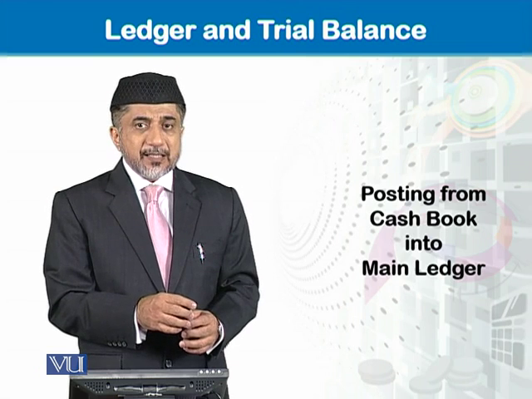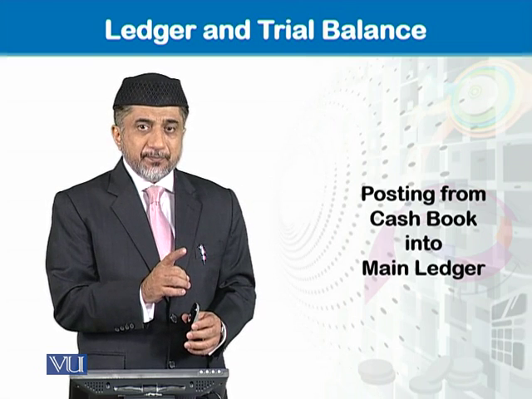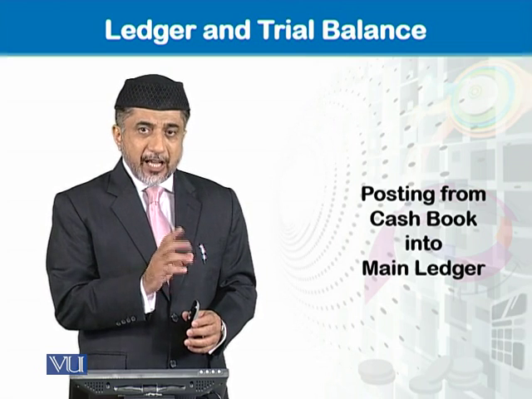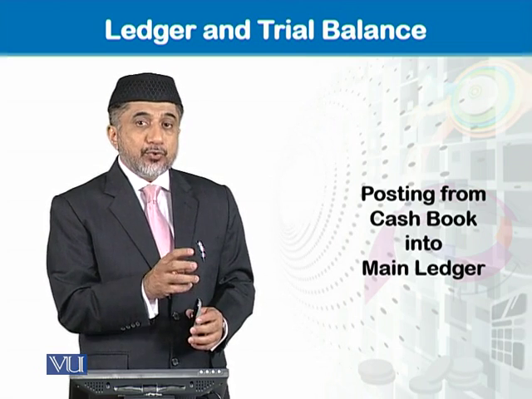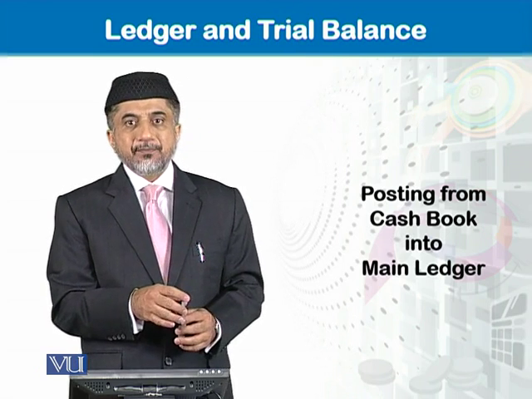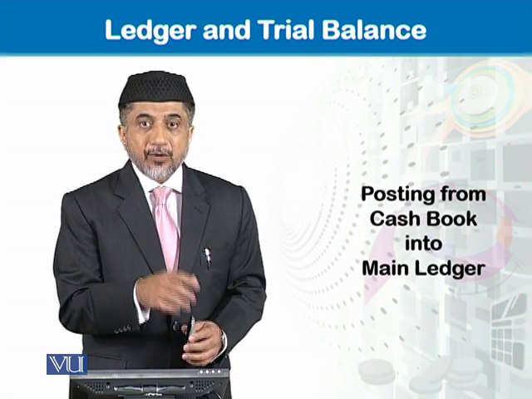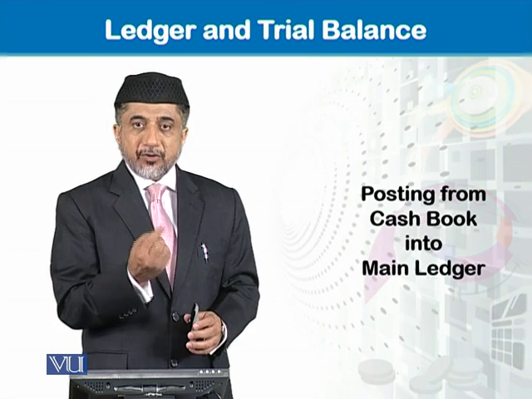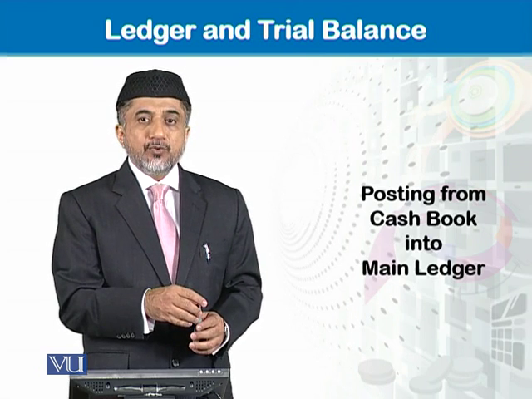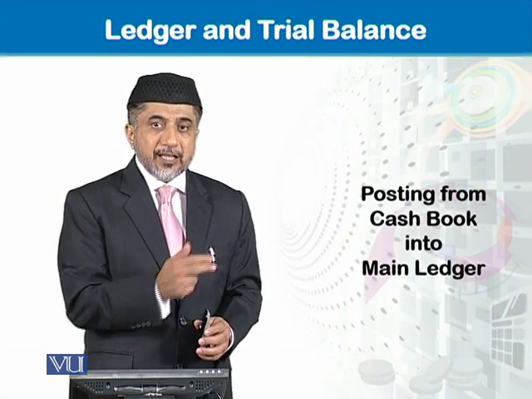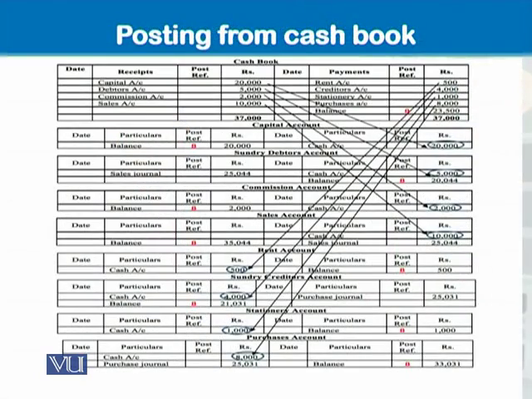Now the thing is that all the receipts which are appearing in the left hand side of a cash book, we have to post their second effect in the main ledger, in their relevant ledger accounts. And in the same way, for all the payments for which we have recorded single effect, we have to post second effect of those payments in the main ledger. So just see how easy it is.